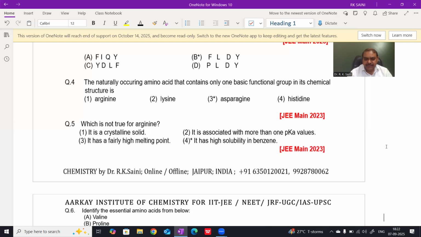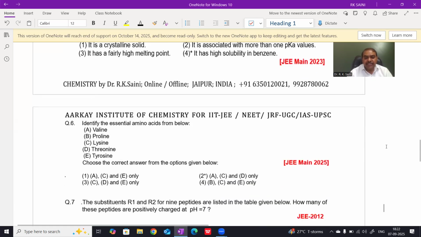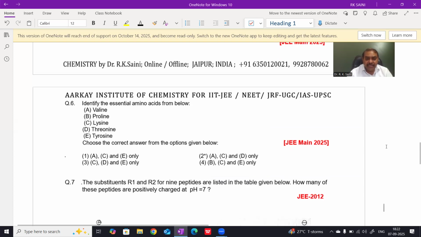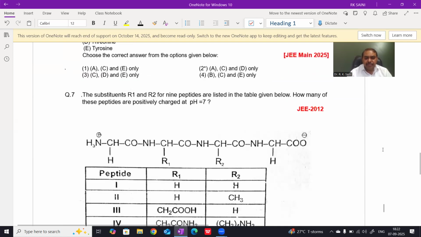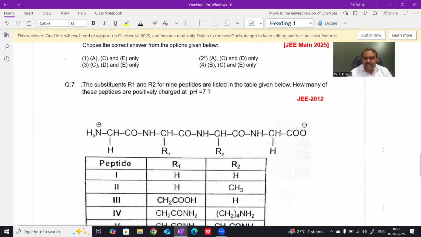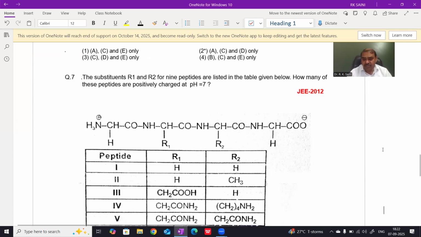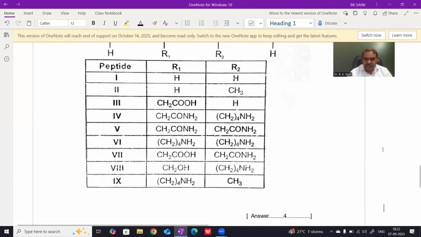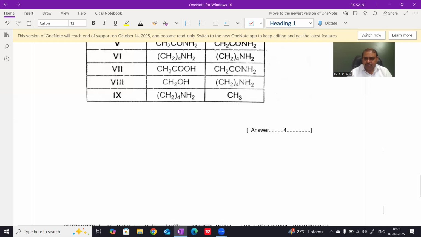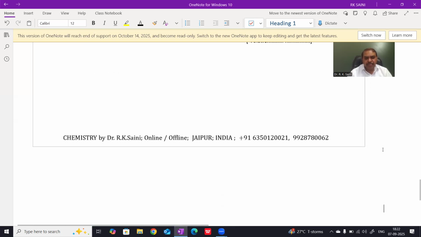Question next. In JEE 25, identify the essential amino acid given below. This is the structure. This question in JEE 25 is also related to the structure and characteristics of amino acids. Next question: some of the given 9 peptides are listed below. How many peptides are positively charged at pH 7? This question is also related to pH and physical properties. Therefore, first of all, we explain some basic concepts about amino acids.